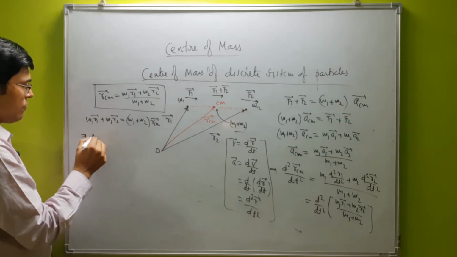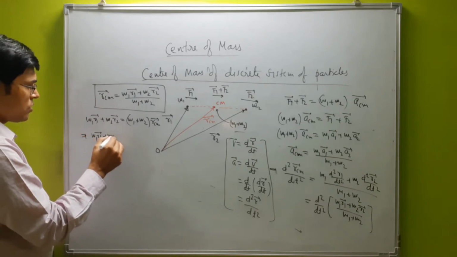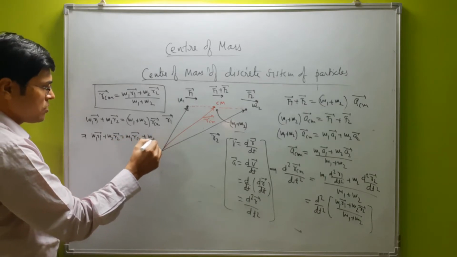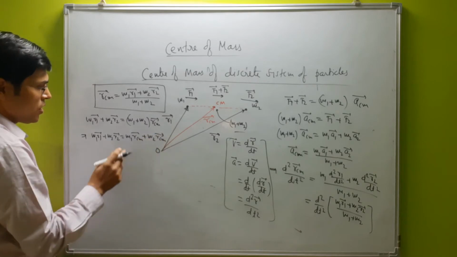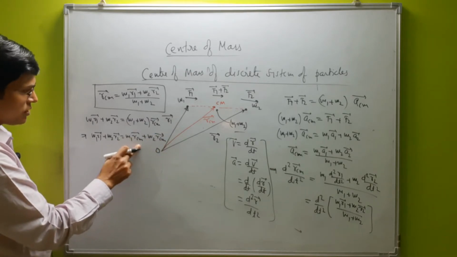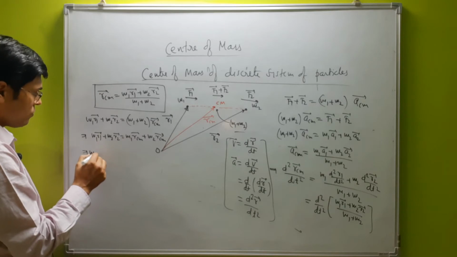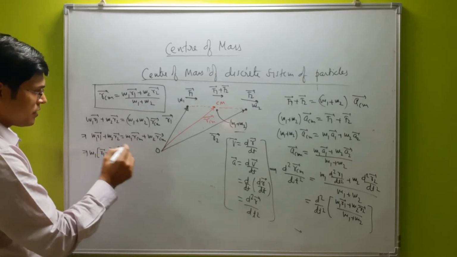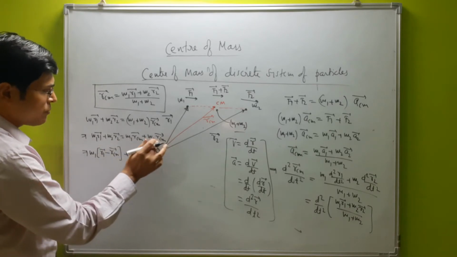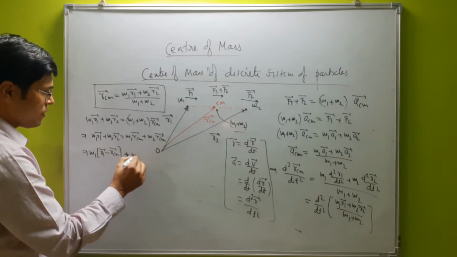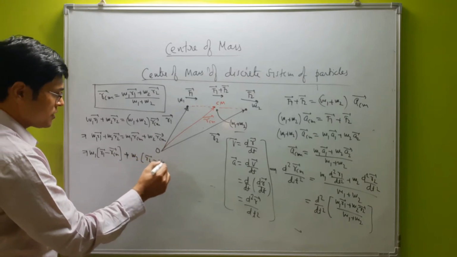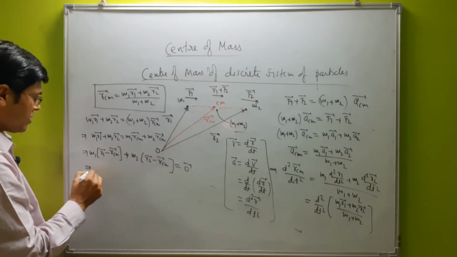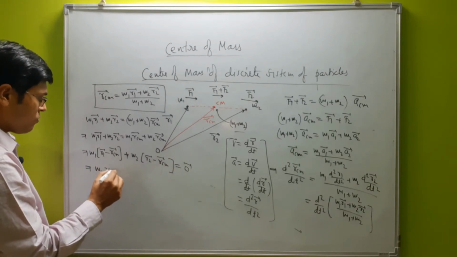Now m1 r1 plus m2 r2, this is m1 RCM plus m2 RCM. Now take it to the left, m1 RCM, take it to the left. So m1 would be common, r1 minus RCM, right? And again take m2 RCM to the left, so m2 r2 minus RCM. So this will be a null vector, so this can be written as m1 r1 with respect to center of mass.